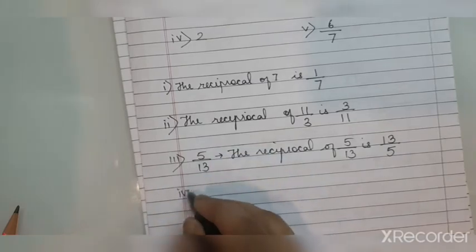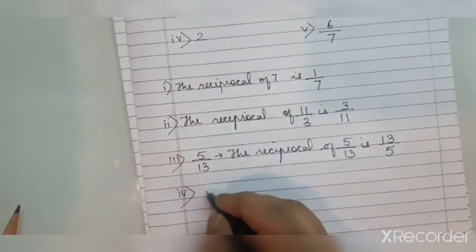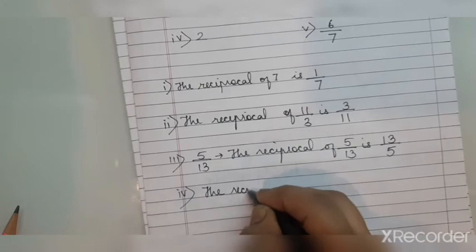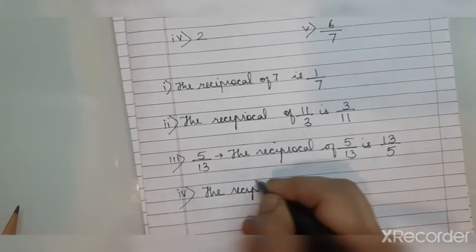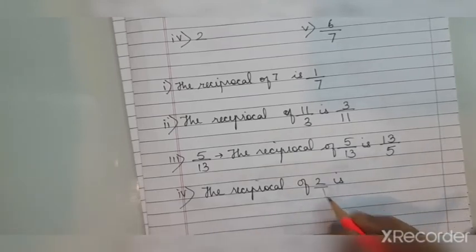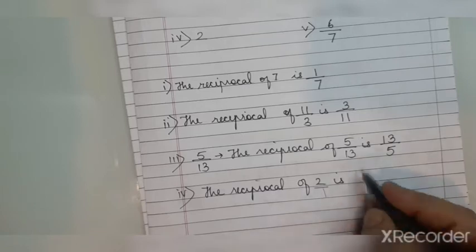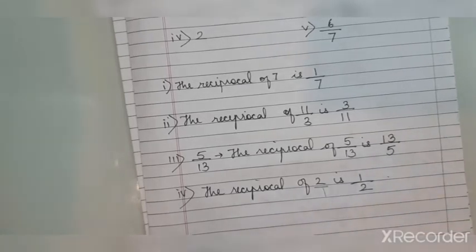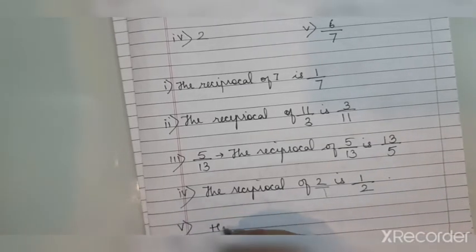Okay, the fourth one, it is 2. So the reciprocal of 2 is, as there is nothing in the denominator, it's a whole number but the denominator has 1, so it will become 1 upon 2. Okay, and the fifth one, please do it for homework.